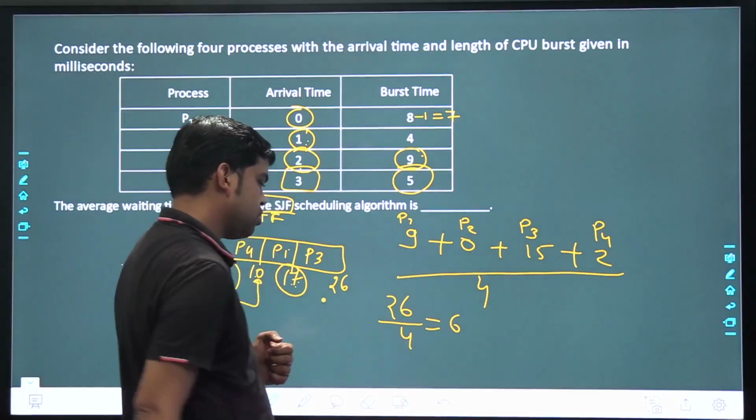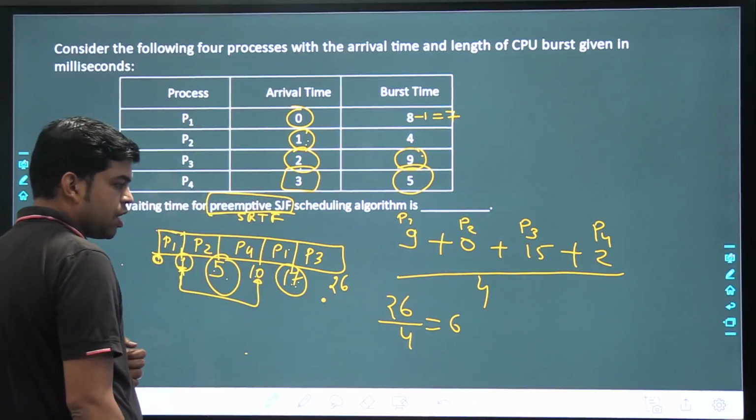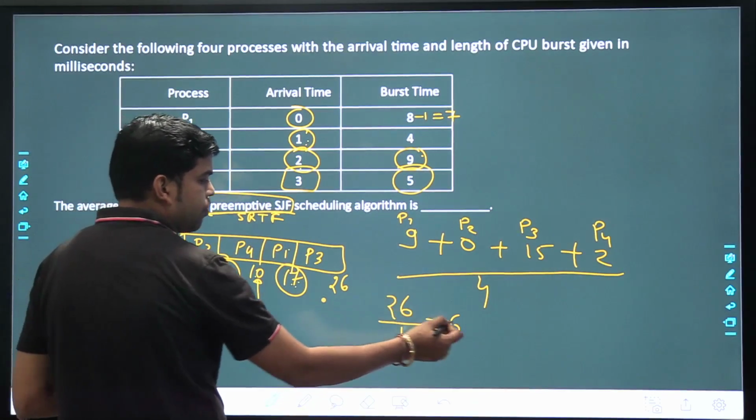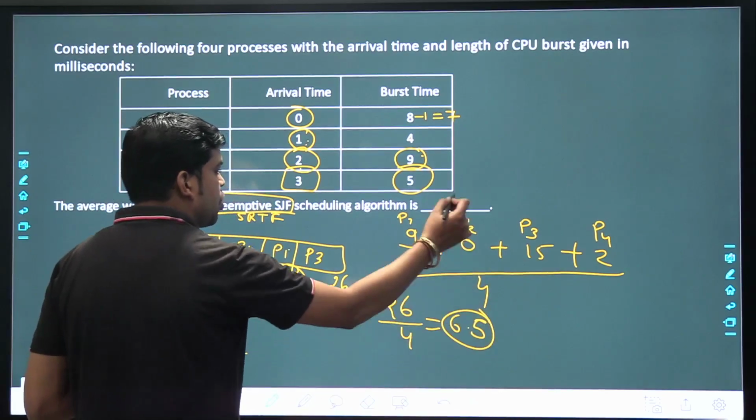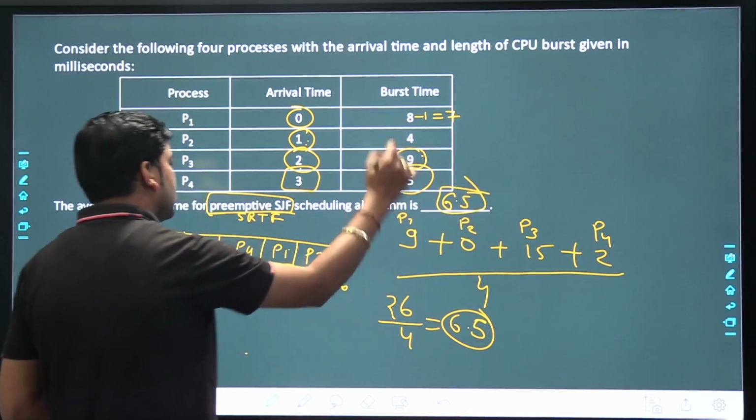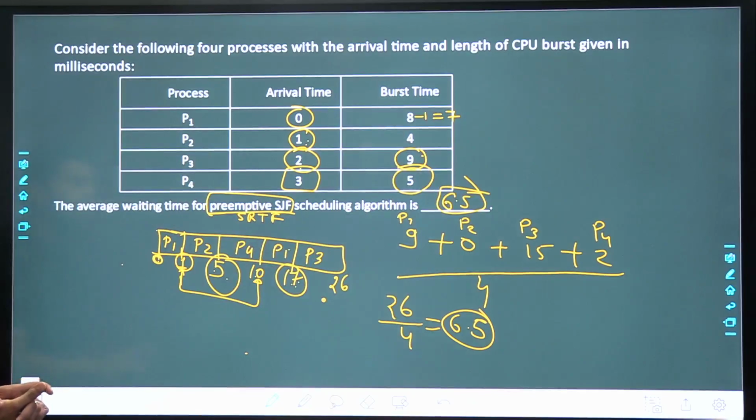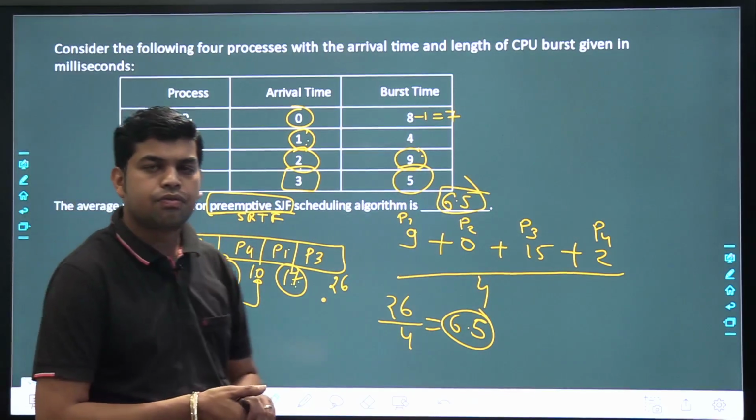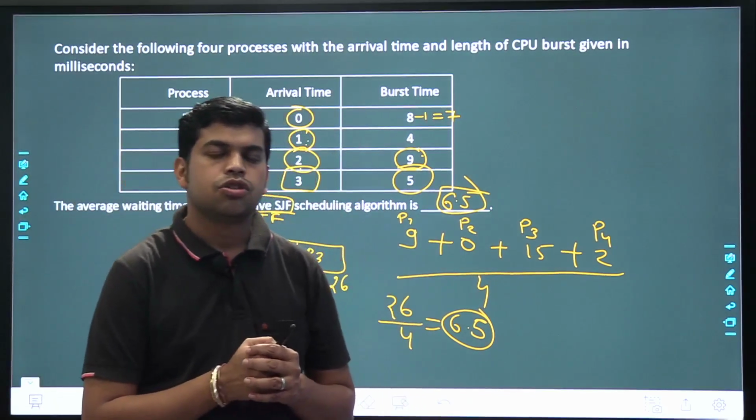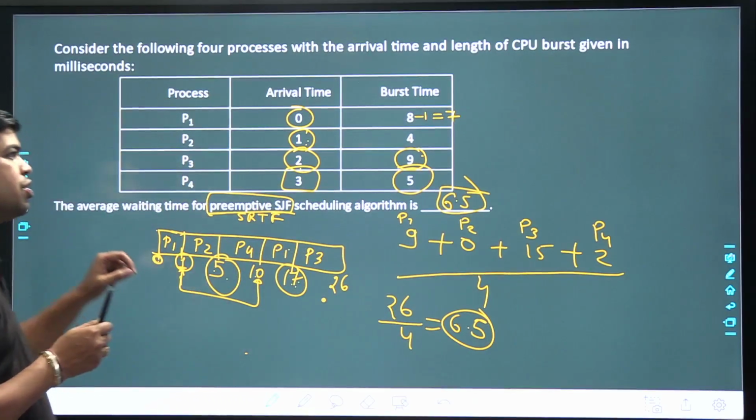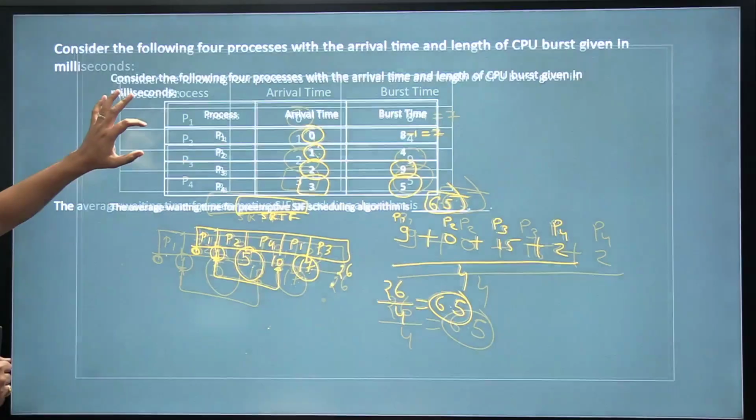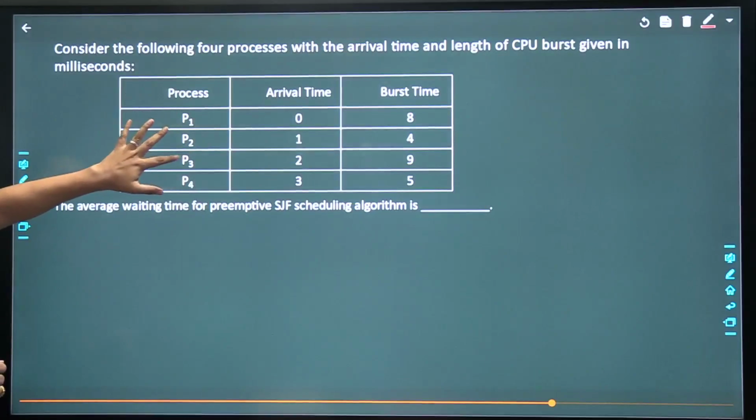So 4 6s are 24 and 4 5s are 6.5. So 6.5 is the average, we can say that the average waiting time of preemptive SRTF scheduling. Got it? So that is the answer, 6.5 average waiting time. Very easy question, just need to calculate carefully.